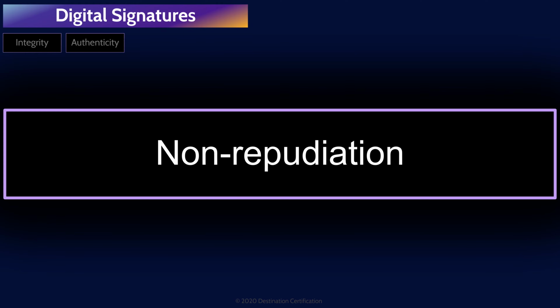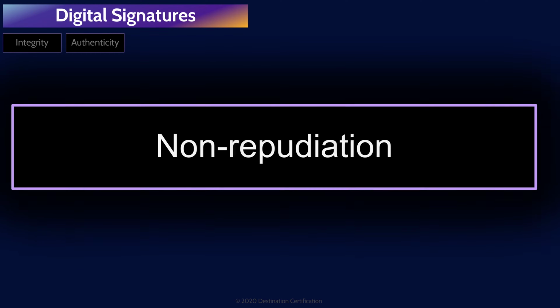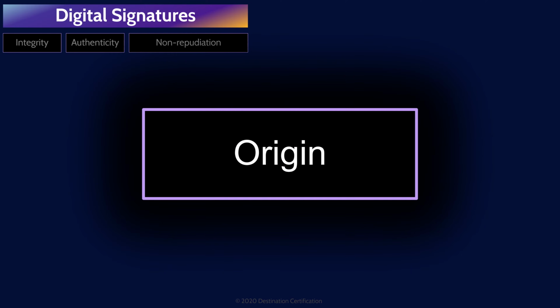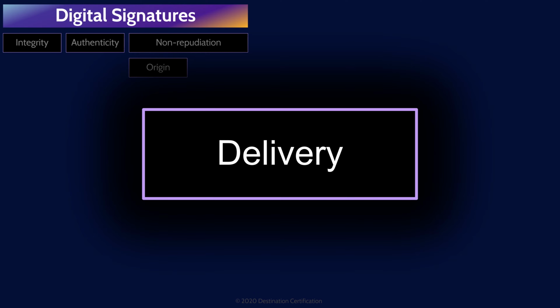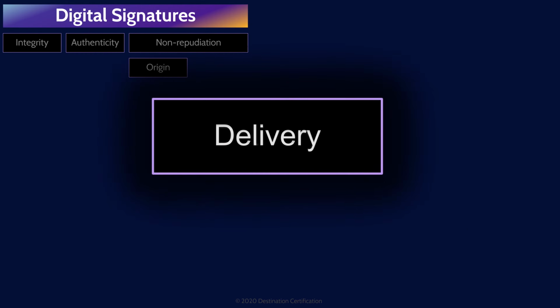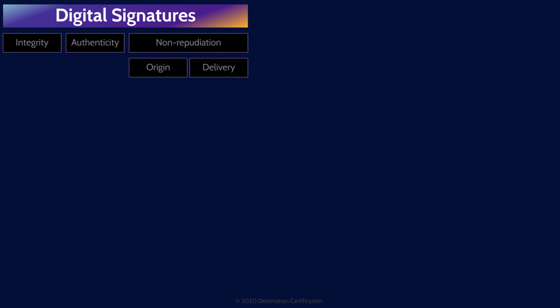There are 2 scenarios in which we can achieve non-repudiation with digital signatures. Non-repudiation of origin means the sender cannot deny that they sent exactly the message that was received. And non-repudiation of delivery means the receiver cannot deny that they received the exact message that was sent. Now, on to digital certificates.